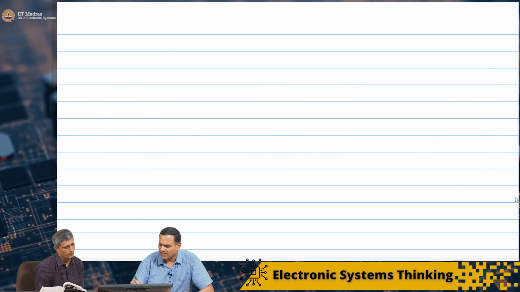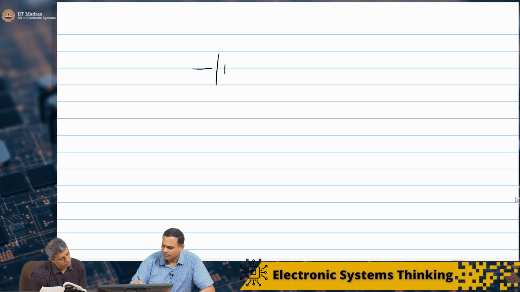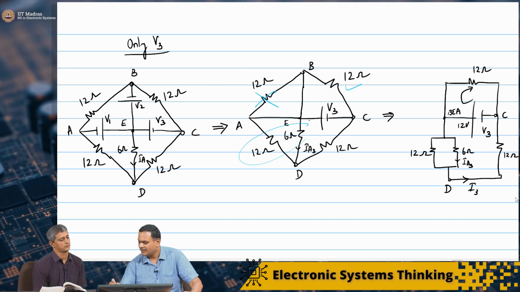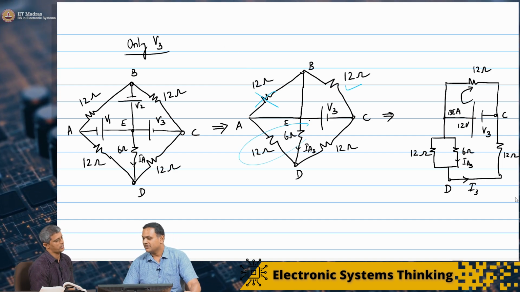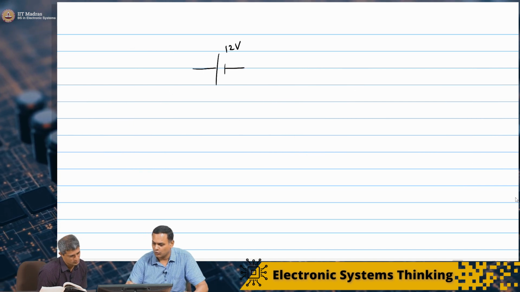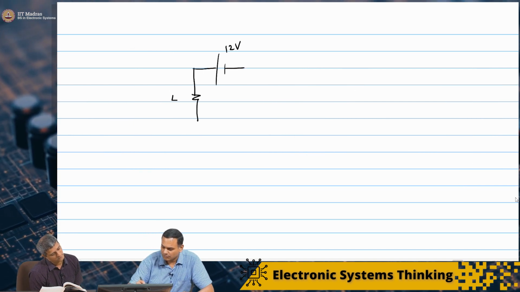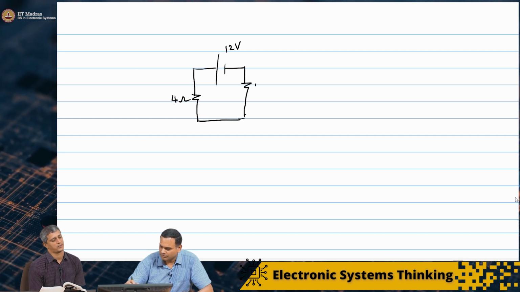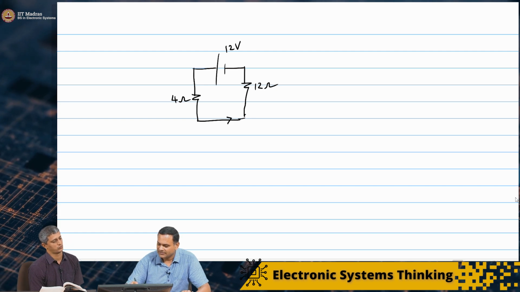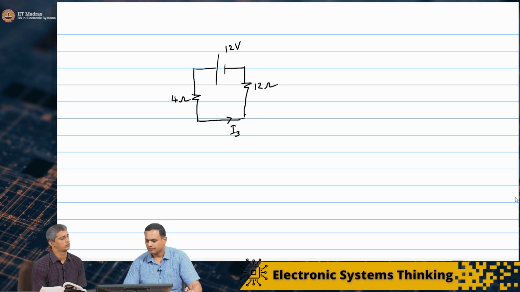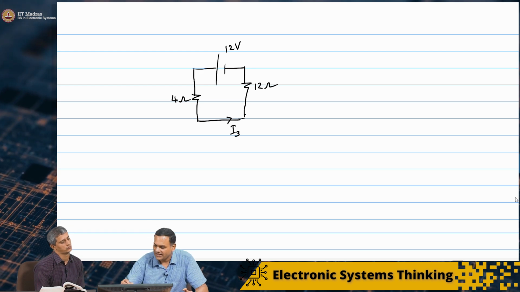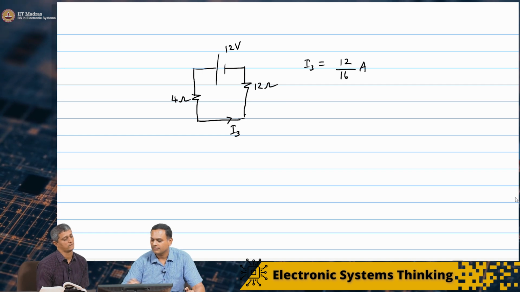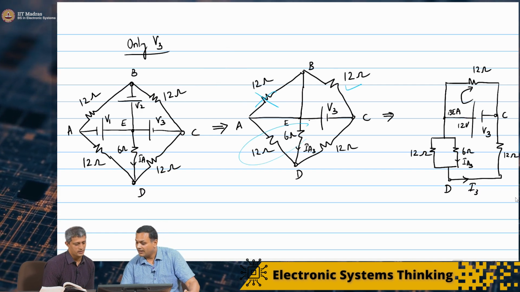So I have 12 volts, and I have 12 and 6 ohms in parallel, which is 12 into 6, 72 by 18, which is 4 ohms. And I basically have another 12 ohm here, and this current is I3. So I3 is clearly 12 by 16 amperes.